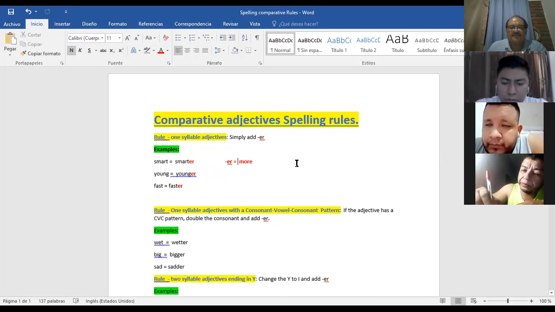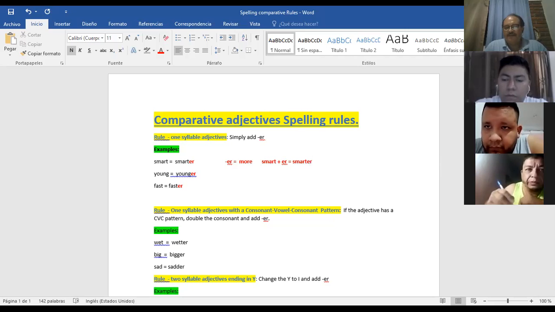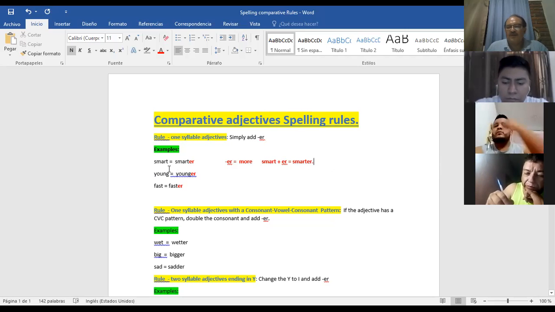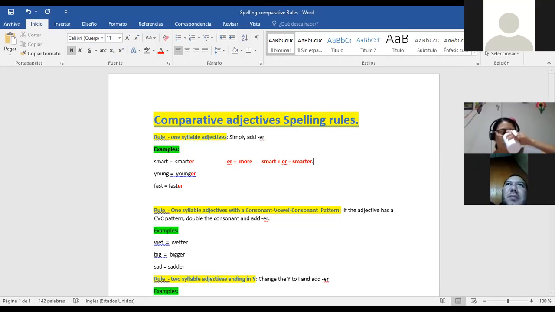Okay, so then you have smart plus ER, then this equals smarter. Okay, and this is how we form the comparative. Smart is a synonym of intelligent, right? Young, younger, okay? Then you also have fast, faster.